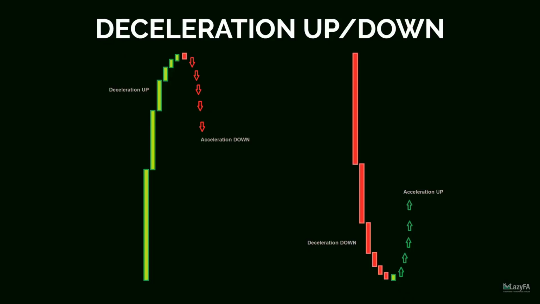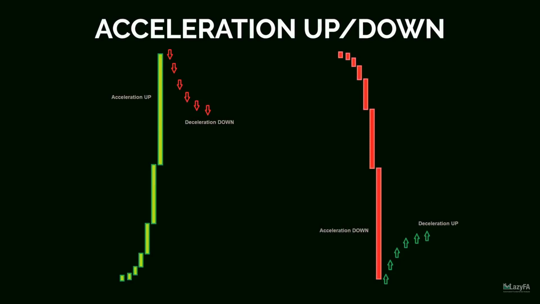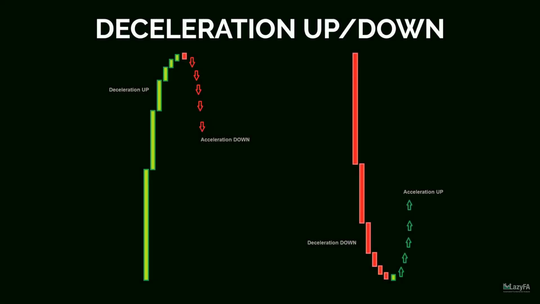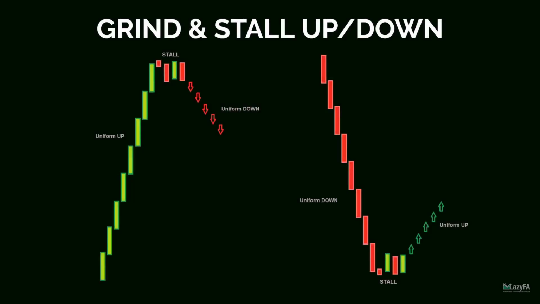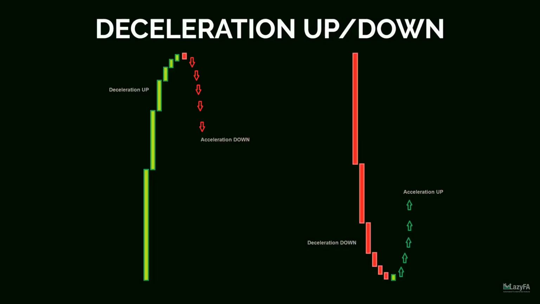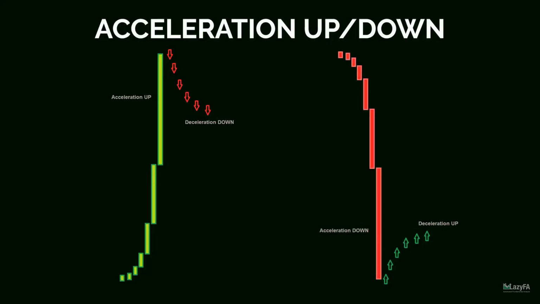So three types of parabolic moves. You'll see acceleration up and down. You'll see deceleration up and down, and you'll see this grind and stall up and down. In my opinion, the easiest one to trade is probably the deceleration up and down. The most profitable and also highest risk is definitely the acceleration moves up or down.